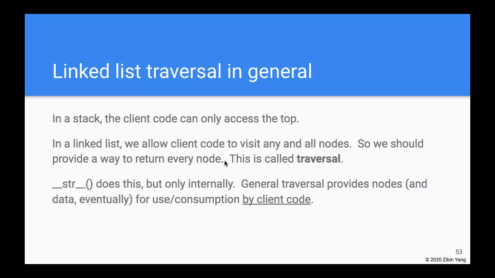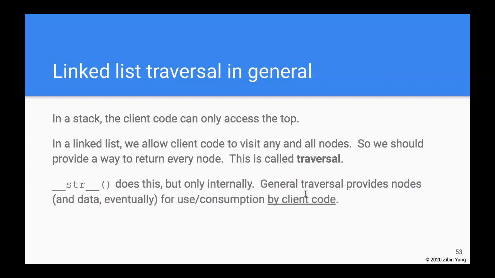So this operation of providing access to all the nodes or all the data is called a traversal, right? It basically just goes through everything in the linked list. Now, we've actually already seen a limited example of that, and that is in the dunder string method, which turns all the nodes, all the data in the linked list into a single string, right? The dunder string method does the traversal internally, but in general traversal, the difference is that it provides all the data for the use or consumption eventually by the client code.